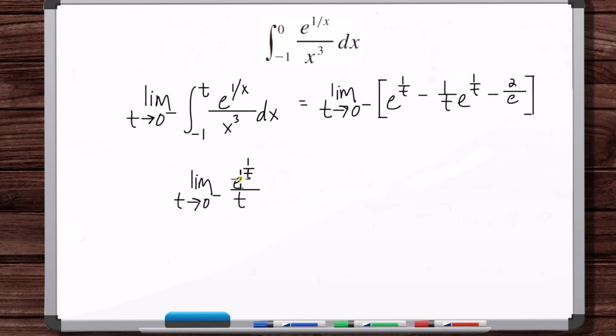And now we can see that this is approaching 0 in the numerator and 0 in the denominator. So with L'Hopital's rule, we end up with, this actually isn't going to work out too well. We're going to end up with e minus e to the 1 over t over t squared. So let's try this. Let's try 1 over t over 1 over, that would be e to the minus 1 over t.